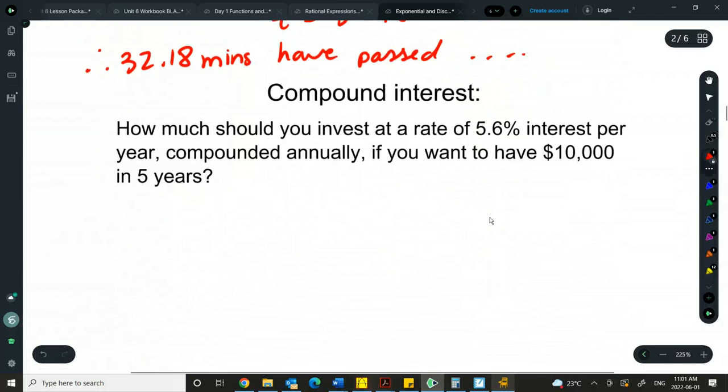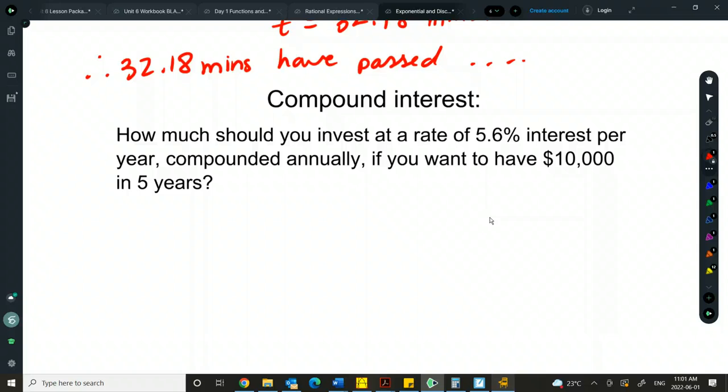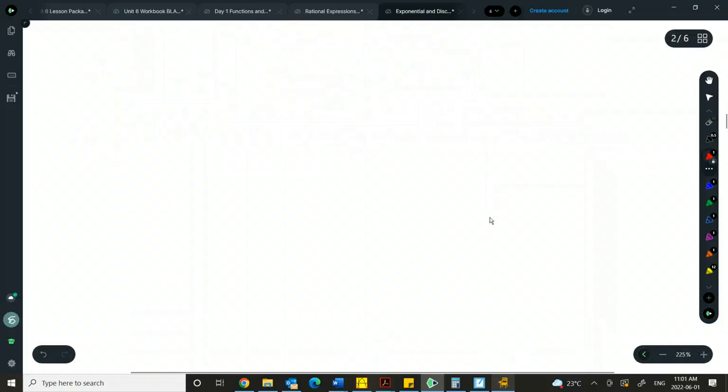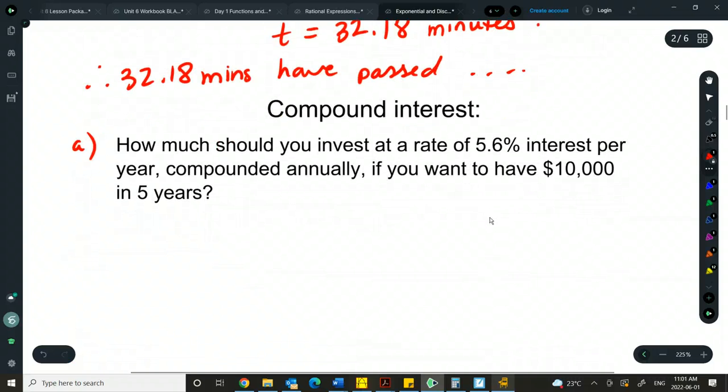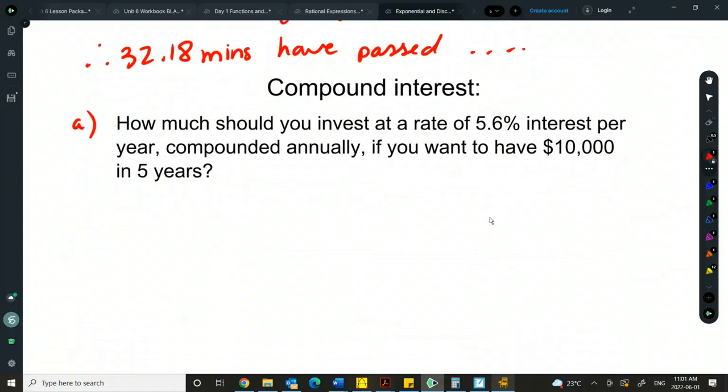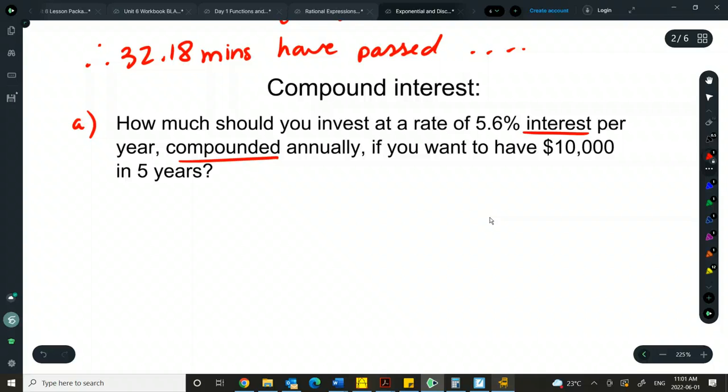Okay, and then compound interest, I might just slightly tweak this question. This will be a part A, and then we'll do a part B on this. So compound interest: how much should you invest at a rate of 5.6% interest per year compounded annually if you want to have $10,000 in 5 years? So compounded, it's a money question. It says interest in there.